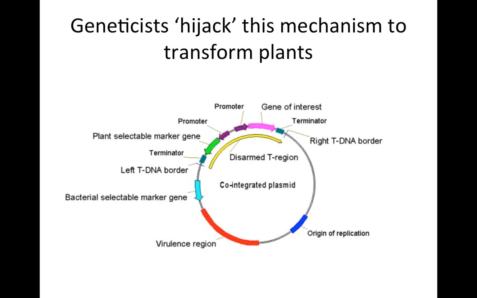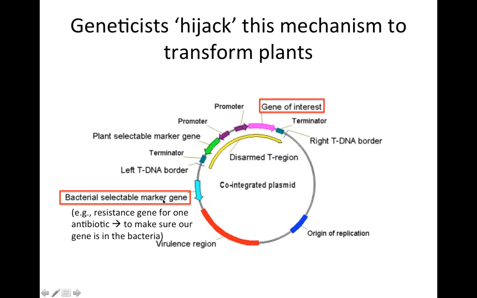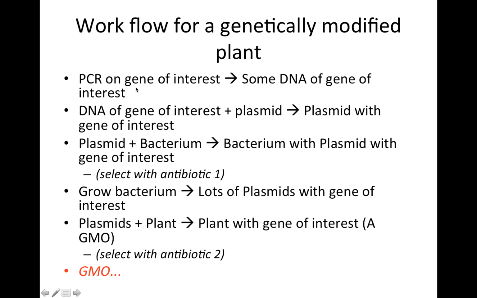And so now geneticists have hijacked this mechanism. We've stolen it as a way to transform plants. Here we have a somewhat more complicated plasmid, but let me just highlight some things. We've got our gene of interest, and then the promoter before it, and the terminator after it to terminate transcription. This is the origin of replication to make sure that this sequence will get replicated. And then we have some various other things, but let me point out the bacterial selectable marker. This is a resistance gene for one antibiotic to make sure that the gene is in our bacteria. And then we have a second resistance gene to make sure that the marker is in our plant, or in our eukaryotic cell.